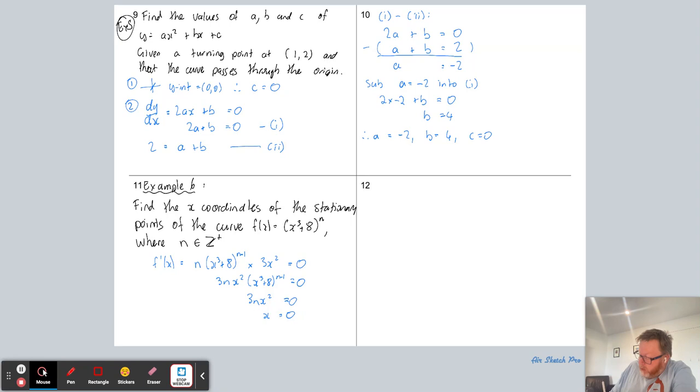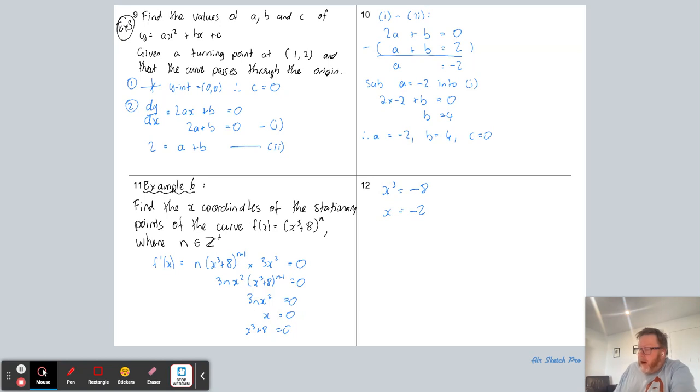And then we've also got x cubed plus 8 is equal to 0, because we can basically take the n minus 1th root off both sides and we'll get 0 on one side and x cubed plus 8 on the other. And that gives us x cubed is equal to negative 8, and that gives us x is equal to negative 2, because negative 2 times negative 2 times negative 2 is negative 8.